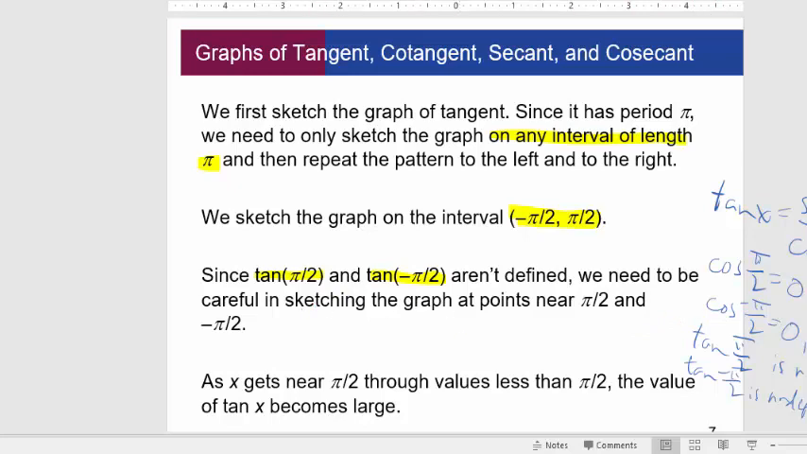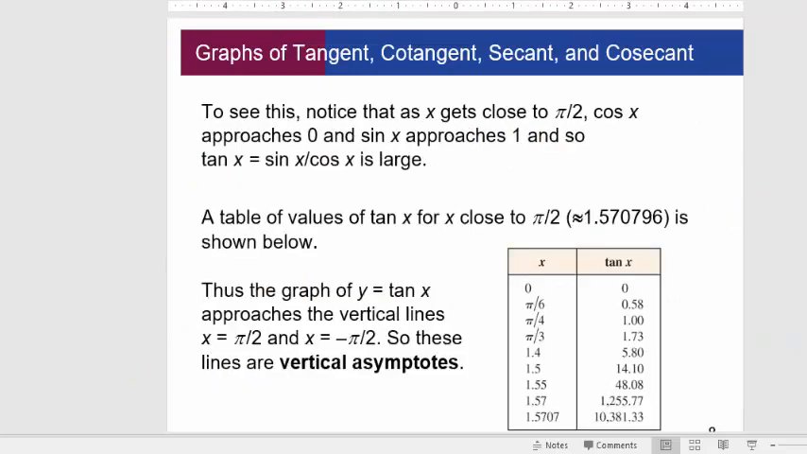And then what always happens there, whenever you have asymptotes, what's going to happen around the asymptote is the values of the tangent are either going to become really big or they're going to become really small.